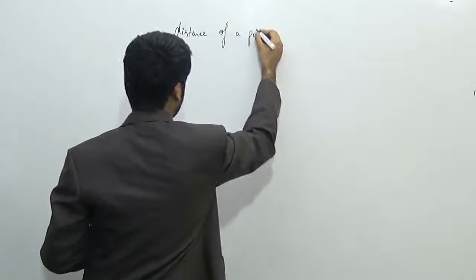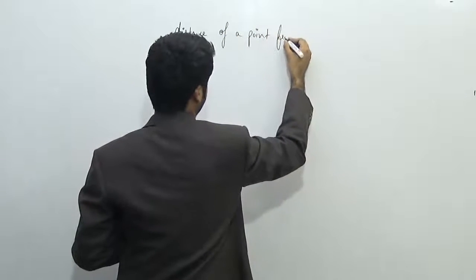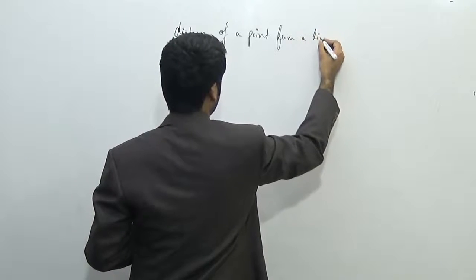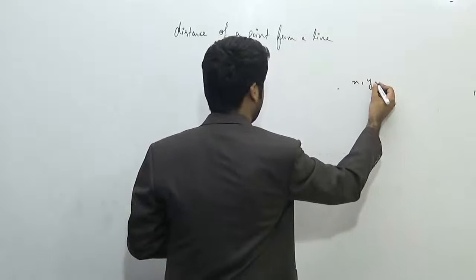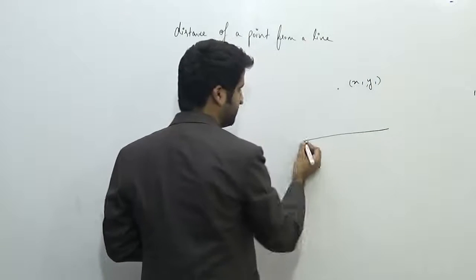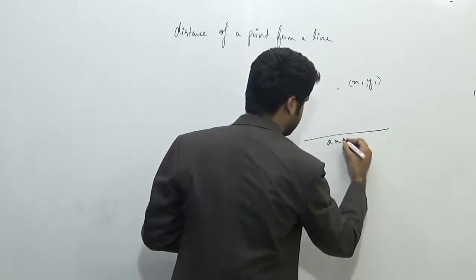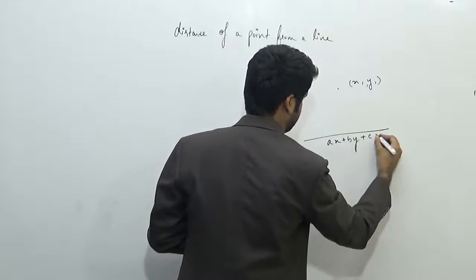point from a line. So now we are given a fixed point, let's say x1 comma y1. I want to find its distance from ax plus by plus c is equal to 0.